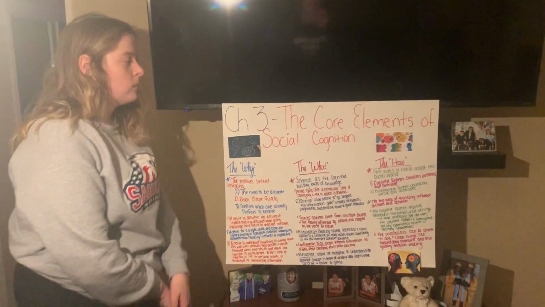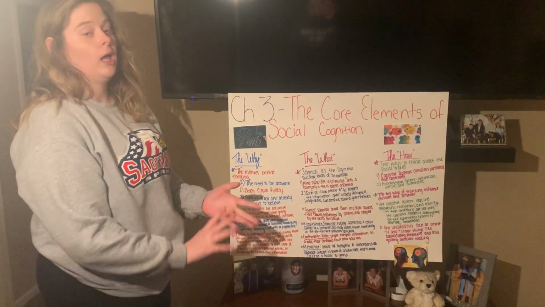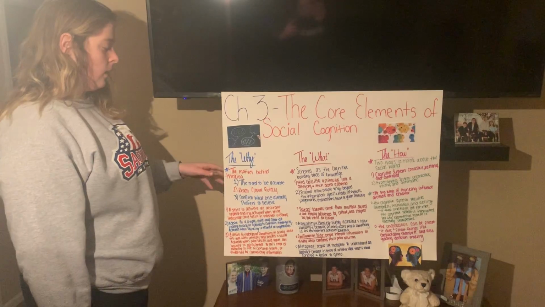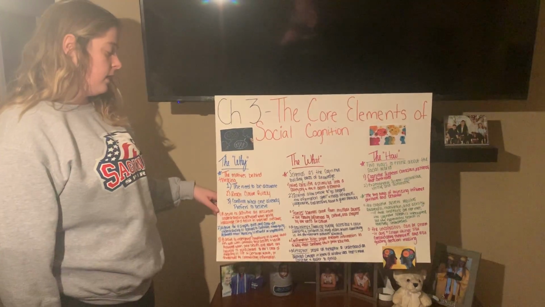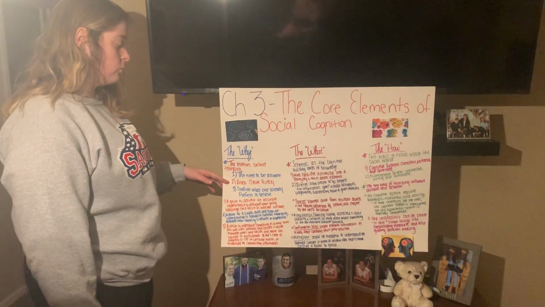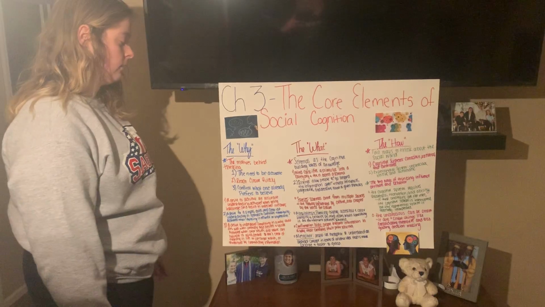I chose chapter 3, which is the core elements of social cognition, and I'm going to talk about the why, the what, and the how of social cognition. First, we're going to start over here with the why. There are 3 motives behind thinking. The first one is the need to be accurate. The second one is reach closure quickly, and the third one, confirm what one already prefers to believe.